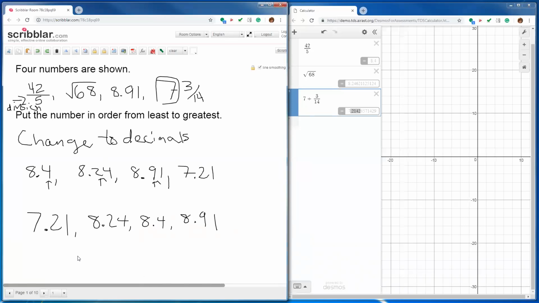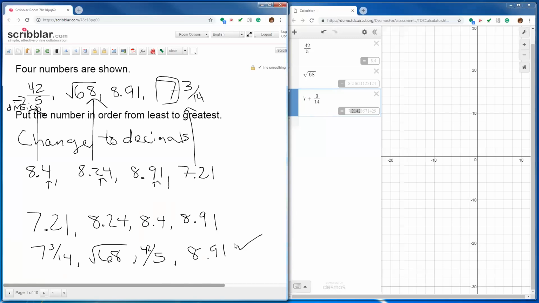Now, they're not going to actually write the answer that way. You do have to go back and say, okay, 7.21, that was 7 3/14. 8.24, that was square root of 68. 8.4, that was the 42/5. And the 8.91 was already there. So you do have to know which one corresponds to what so that you can still put them in the correct order. So again, you'll want to practice with this online calculator.